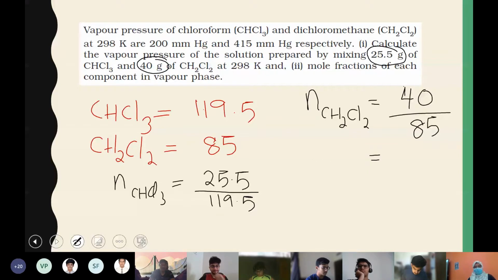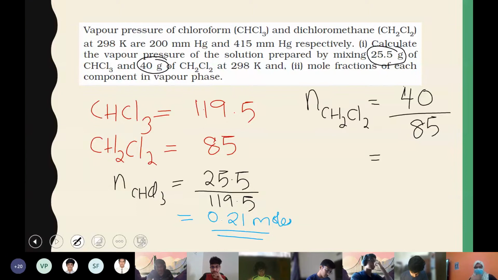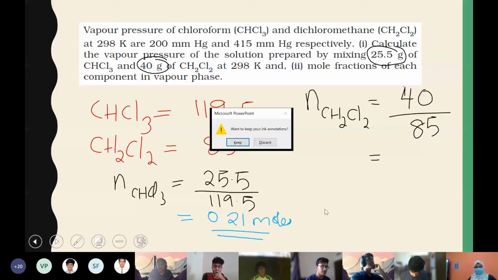So here, what will be the value? Number of moles of chloroform? I'm getting 0.21 moles. And what about dichloromethane? 40 divided by 85. Ma'am, 0.47 moles. Yes.